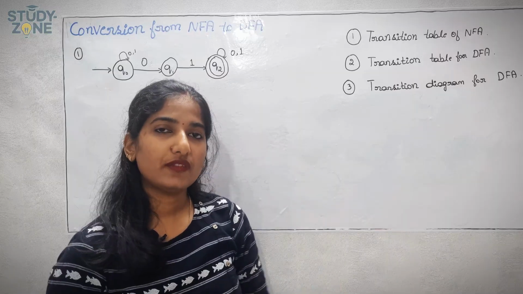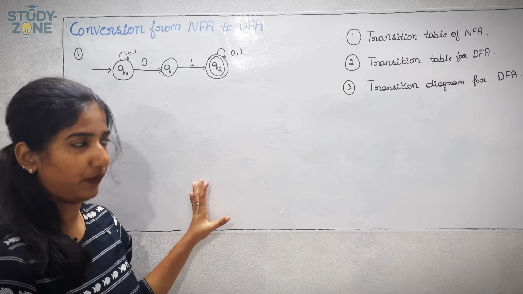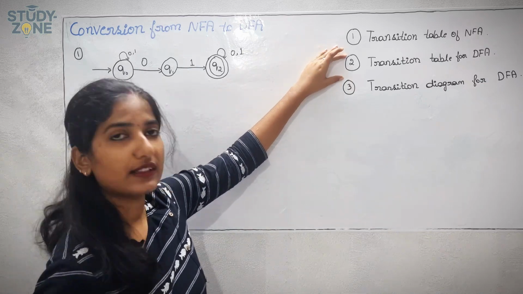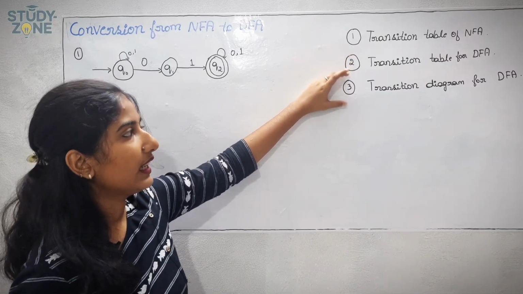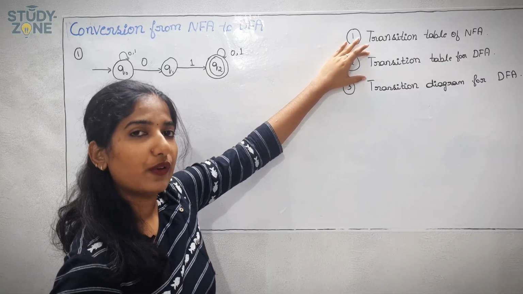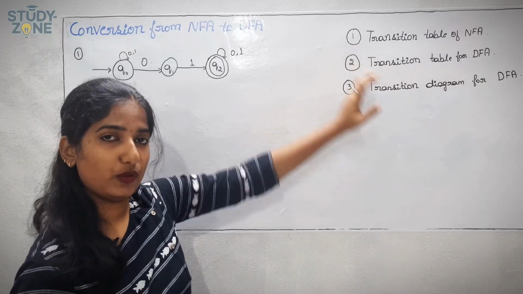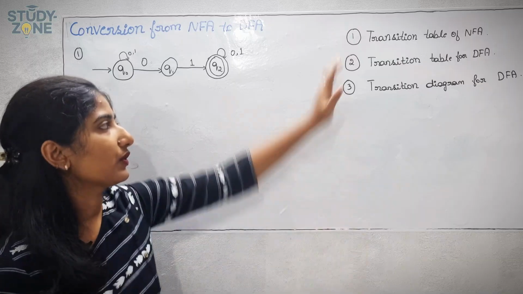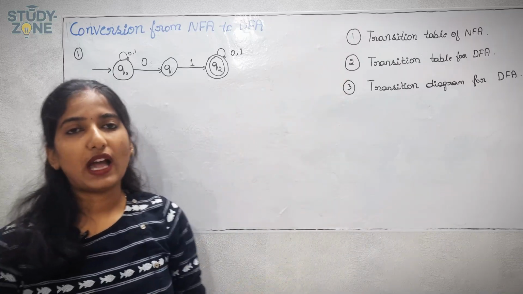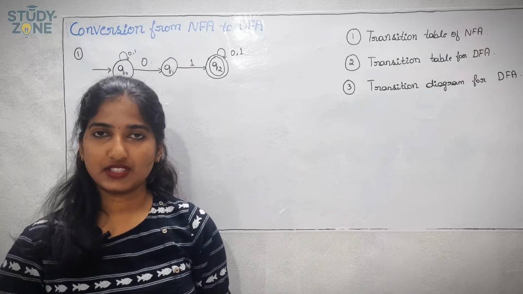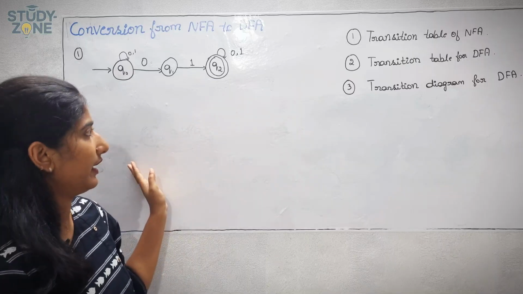The goal is to convert NFA to DFA, right? So at first we have to write the transition table of NFA, and after that we have to write the transition table for DFA, and then by looking at the transition table for DFA, we have to convert it with the help of a transition diagram to DFA. So these three steps we have to follow. This is very simple. You just have to know the basics of the transition table. So let's write the transition table of NFA.